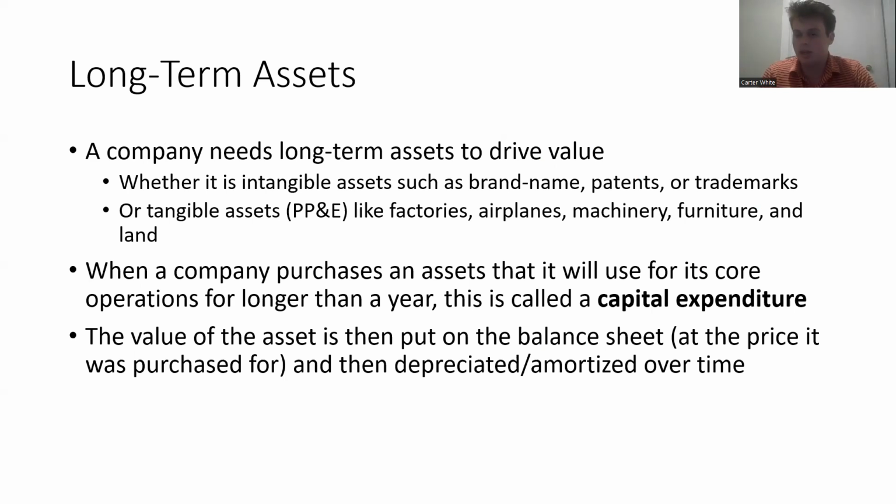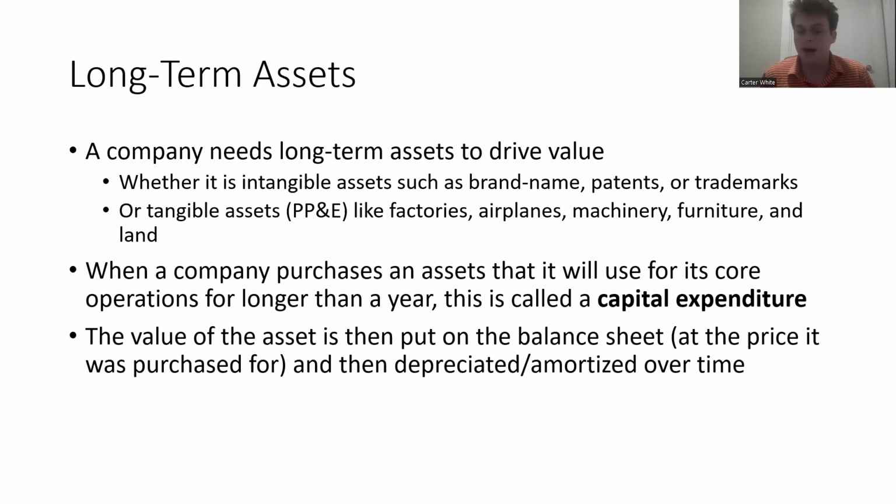For a company to really exist and operate over time, it needs to have long-term assets, like intangible assets like brand name, patents, or trademarks, or tangible assets like factories or airplanes, machinery, furniture, and land. These things are helping result in future cash flows for companies. And when companies purchase these long-term assets, which it will use for its core operations for longer than a year, this is called a capital expenditure.